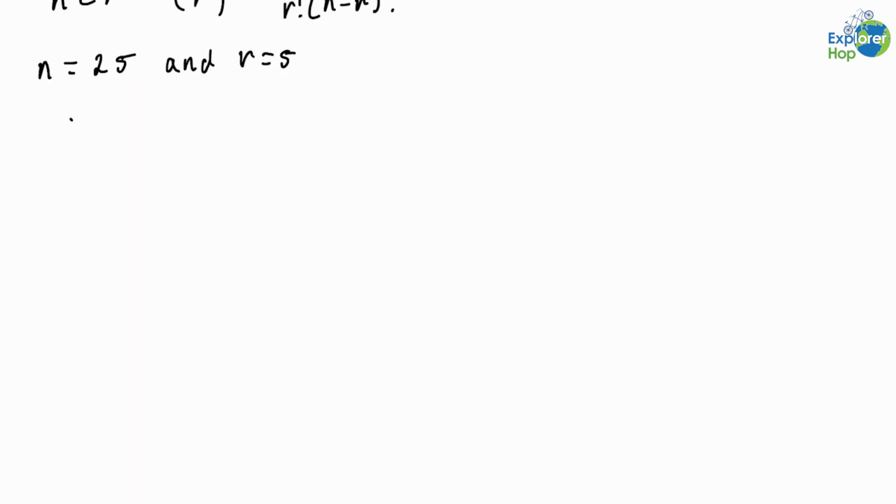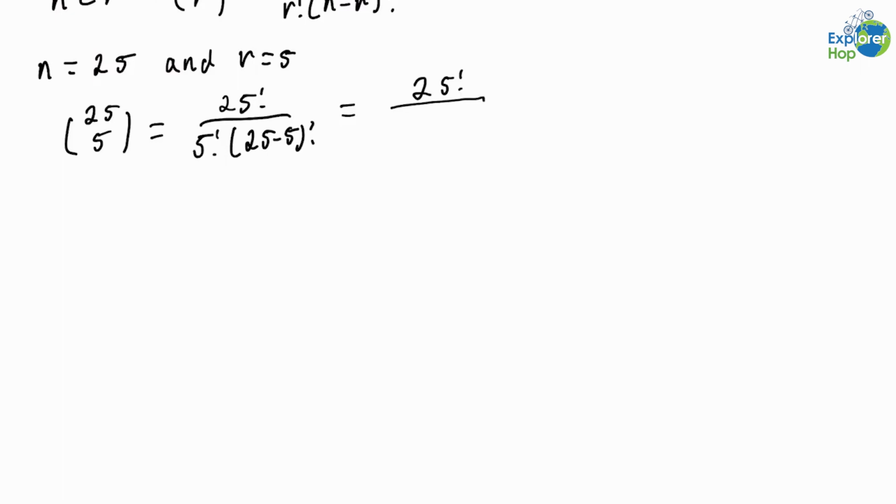And so 25 choose 5 is equal to 25 factorial over 5 factorial times 25 minus 5 factorial, which is equal to 25 factorial over 5 factorial times 20 factorial, since 25 minus 5 is 20.